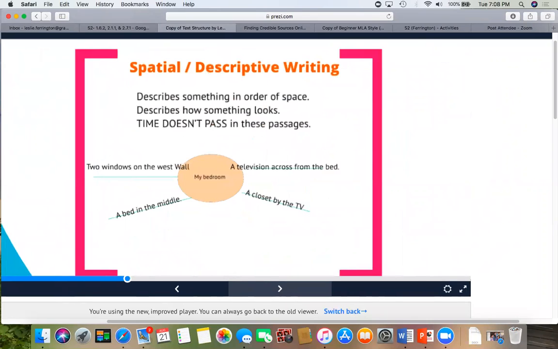Spatial and descriptive writing is describing something in the order of its space, which is kind of a weird phrase. But it's really just telling you how does something look? This does not have any time passing in these passages.